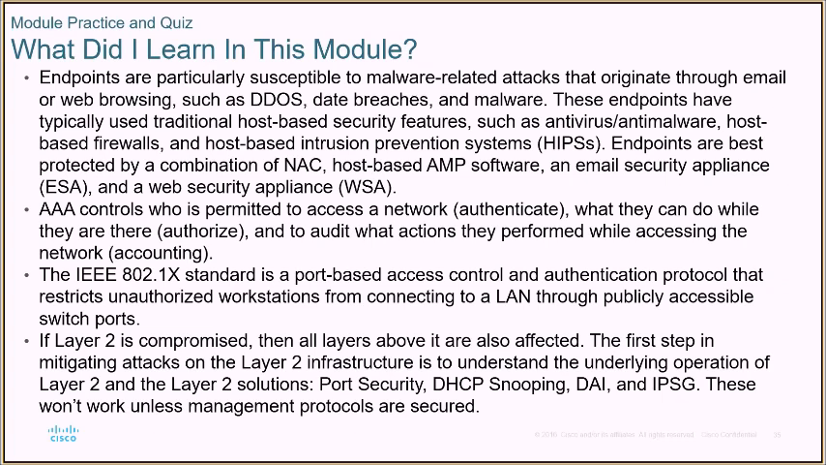If layer 2 is compromised, then all layers above it are also affected. The first step in mitigating attacks on the layer 2 infrastructure is to understand the underlying operation of layer 2 and the layer 2 solutions. Port security, DHCP snooping, DAI, and IPSG are ways that we mitigate these layer 2 threats, but of course you also have to make sure that the management protocols are secure, so SSH and the like.